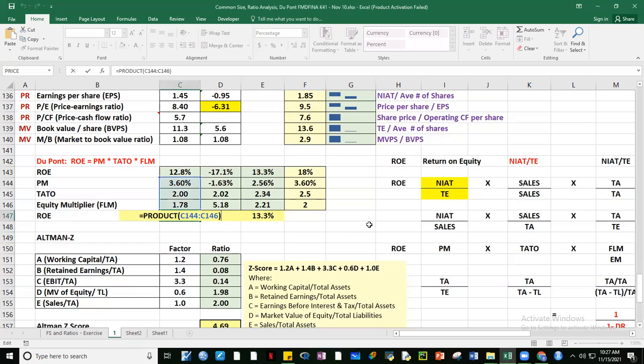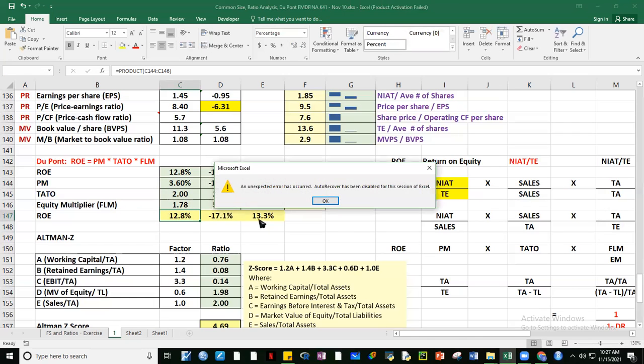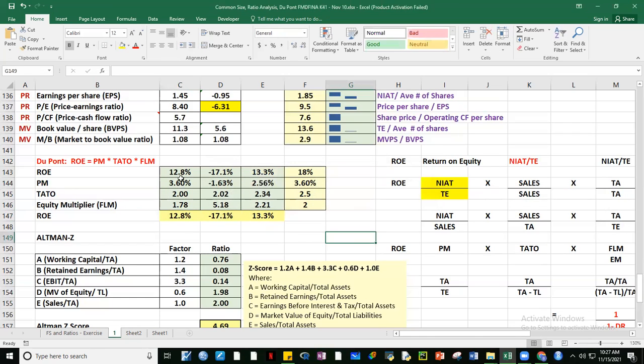Okay. All right. So here we were able to prove, guys, that ROE can be broken down into profit margin, TATO, and financial leverage multiplier. Okay?